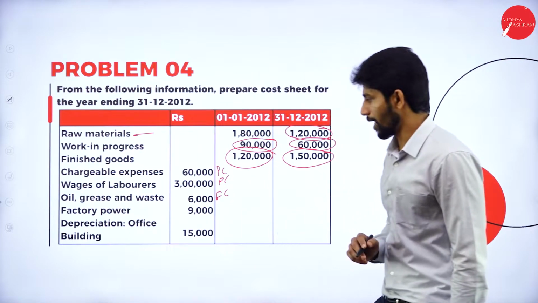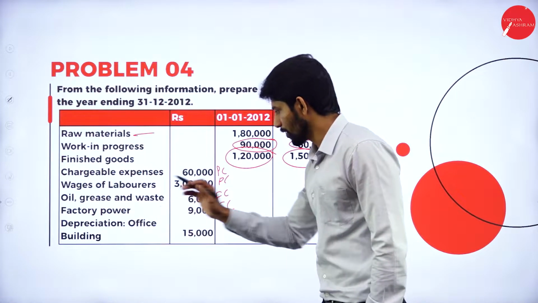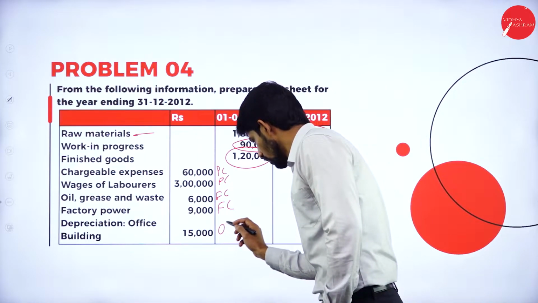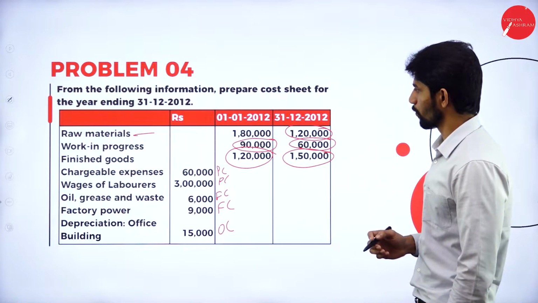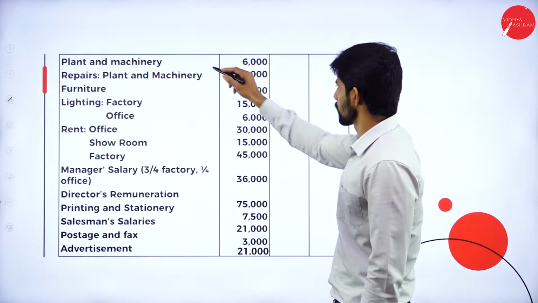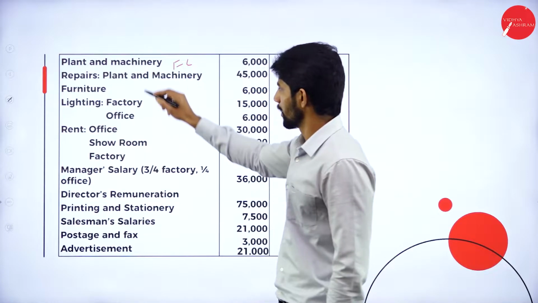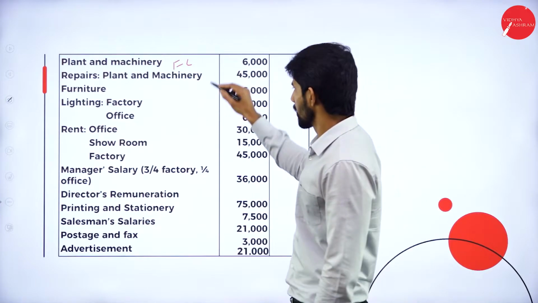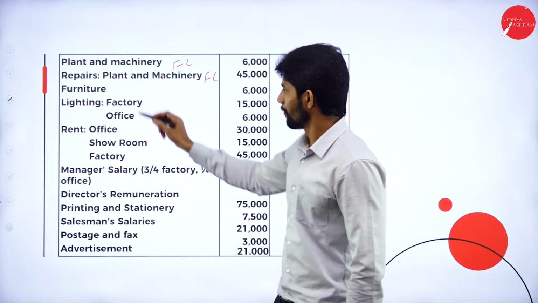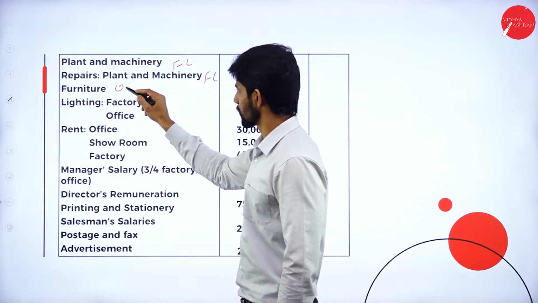Next, factory power 9,000. Yes, this also comes under factory cost. Next, depreciation on office building. It comes under office cost. Next, moving further to the question, depreciation on plant and machinery 6,000. So this comes under where? This comes under factory cost. Next, repair of plant and machinery comes under factory cost. Next, repair of furniture rupees 6,000. This comes under office cost.